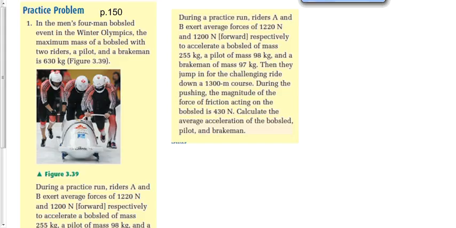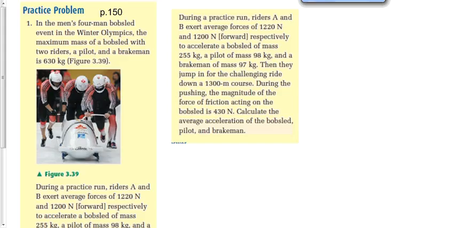Now the question goes on to say, during practice runs, riders A and B exert average forces of 1,220 newtons and 1,200 newtons respectively to accelerate the bobsled of mass 255 kilograms, the pilot and the brakeman. They jump in for the challenging ride down the 1,300-meter course. During the pushing, the magnitude of the force of friction is 430 newtons. What's the average acceleration of the bobsled, pilot, and brakeman?